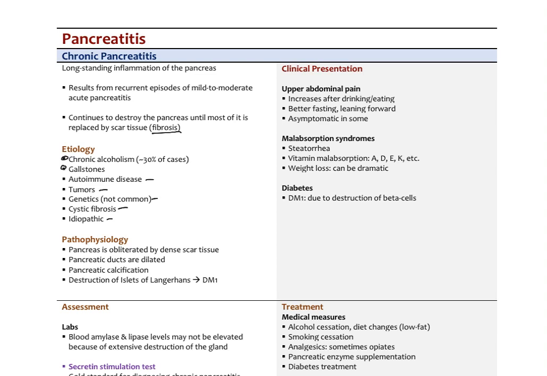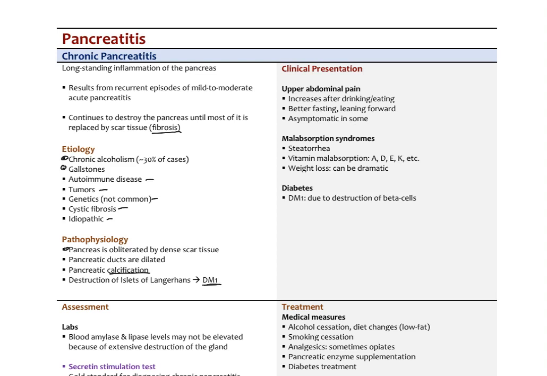The pathophysiology: the pancreas becomes obliterated by dense scar tissue. The ducts become dilated. There's calcification in the pancreas. In fact, on a plain film X-ray, the pancreas will light up because we can actually see all the calcium deposits in there. And remember, calcium is radio-opaque, so that'll show as a bright white spot on the X-ray film. And then there's going to be destruction of islets of Langerhans leading to type 1 diabetes.